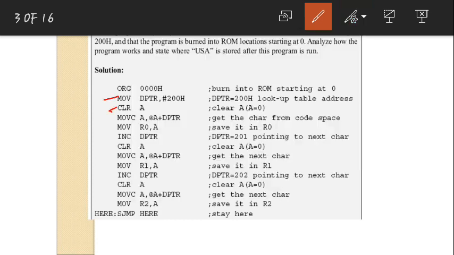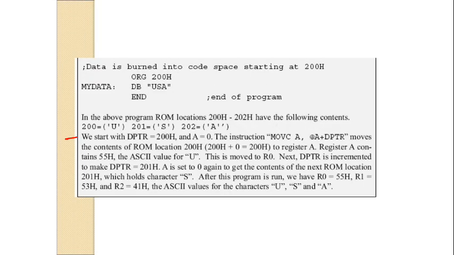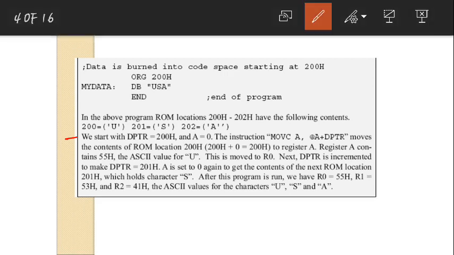And after that, the instruction MOVC A, @A+DPTR moves the content of ROM location 200. That means 200 plus 0 is equal to 200, to register A. So in 200, whatever it is there, in 200 you have U here. So that will be moved into A. A is equal to U now.